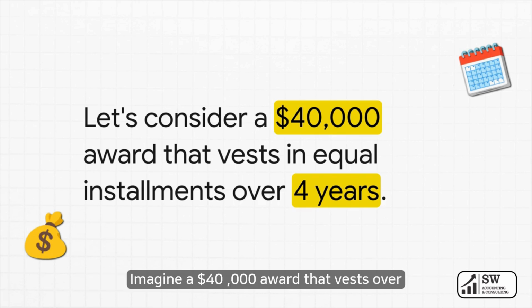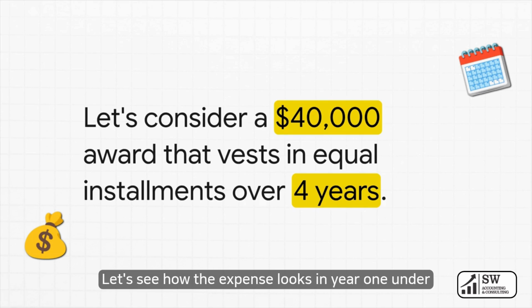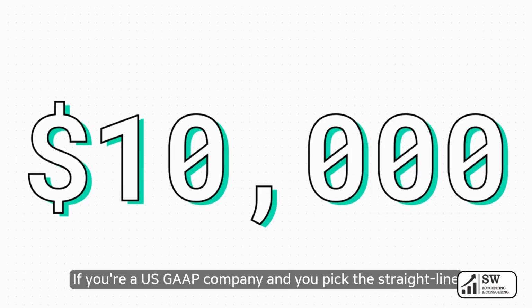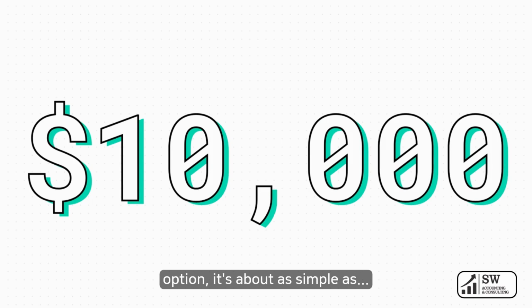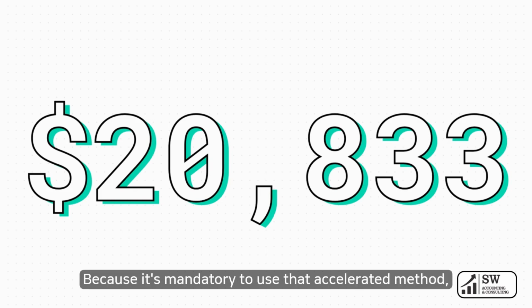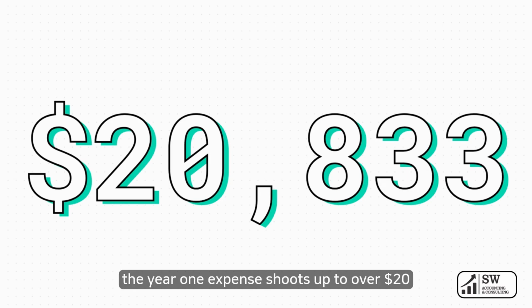Imagine a $40,000 award that vests over 4 years. Pretty standard stuff. Let's see how the expense looks in year one under both standards. If you're a US GAAP company and you pick the straight line option, it's about as simple as it gets. $40,000, 4 years, that's a $10,000 expense in year one. Easy. But now, look at IFRS. Wow! Because it's mandatory to use that accelerated method, the year one expense shoots up to over $20,000. That is more than double the US GAAP number for the exact same award. It's a massive difference.